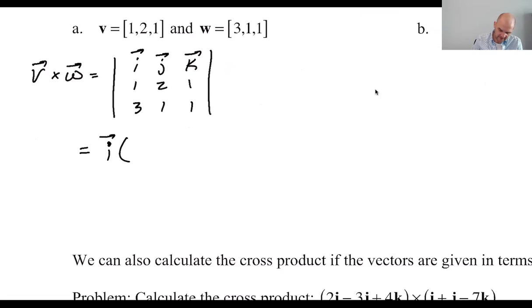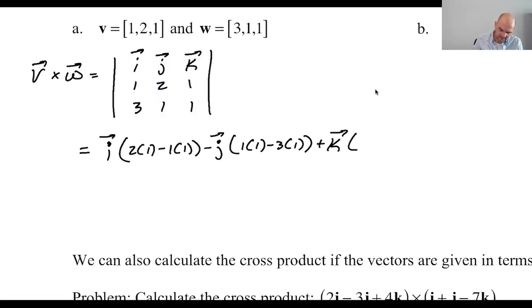Okay, now you cross out the row and the column. So it's 2, 1, 1, 1, which is what we're worried about. And now from there, we're going to do diagonals. 2 times 1 minus 1 times 1. Now this minus sign here is the thing you're going to get wrong. So it's minus j. And then we cross out the row and the column. We're left with 1, 1, 3, 1. But we do diagonals, so it's 1 times 1 minus 3 times 1, plus k.